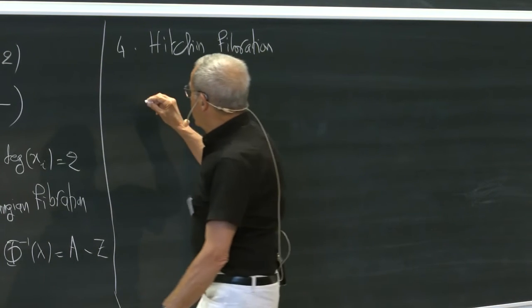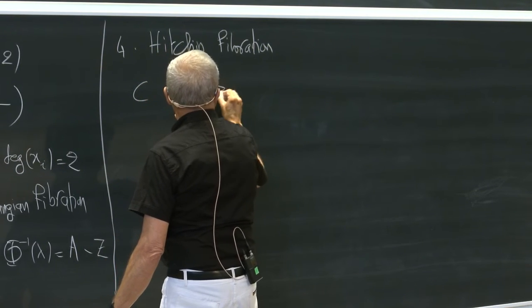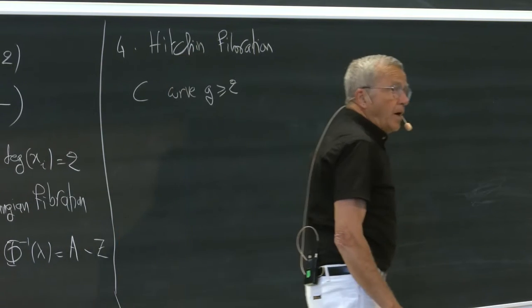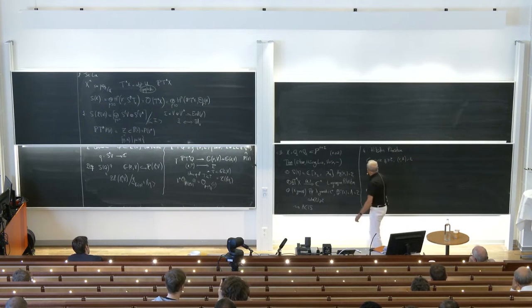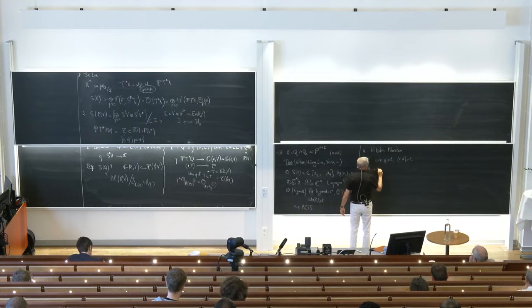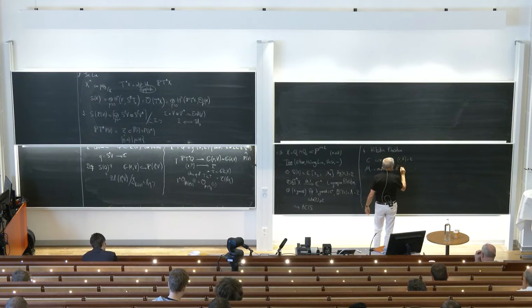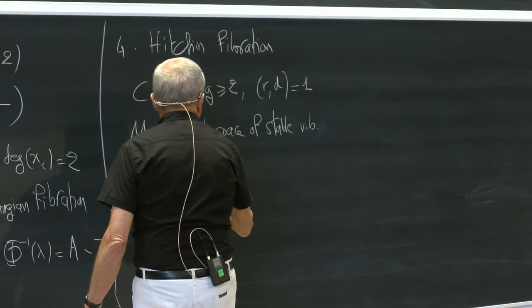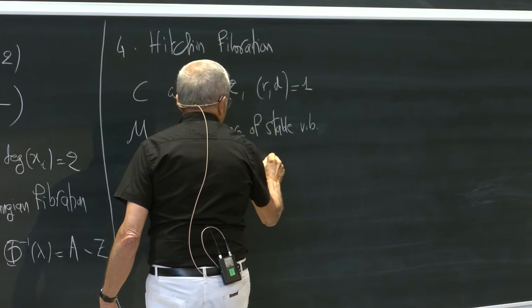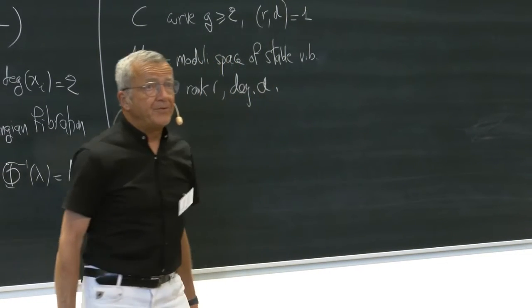We take a curve C of genus g at least 2, and we fix integers R, D, coprime, and we look at the moduli space M of stable vector bundles of rank R and degree D. This is a smooth projective variety because of this hypothesis here.